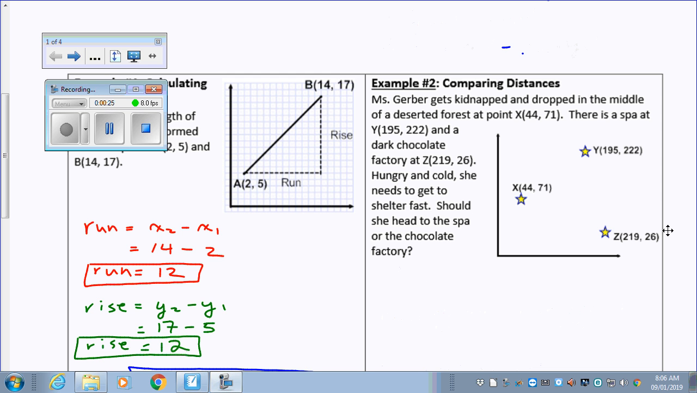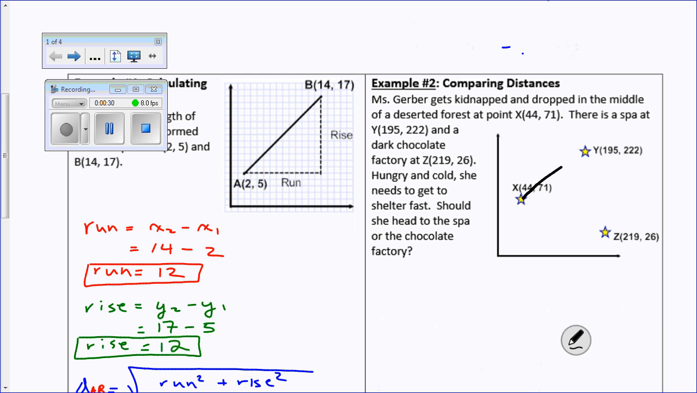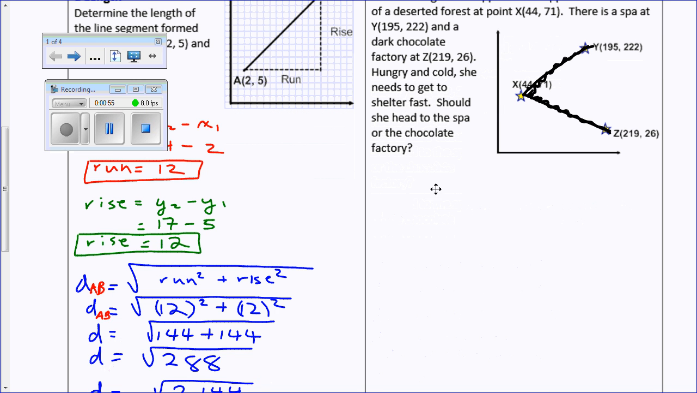And now, I imagine what we're going to do is we're literally going to be looking for our distance between this point, between XZ, which is here, and XY, which is here. Now, when we do this problem, we're going to go quickly through the first part of it, and then we're going to use our rise run type calculation to calculate the distance for XY.